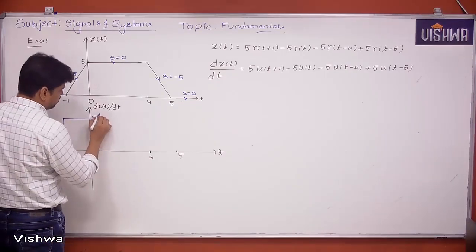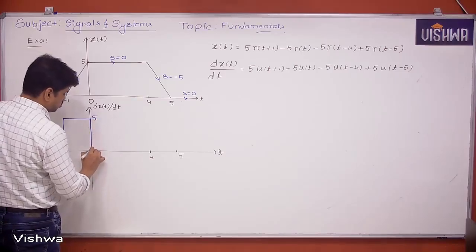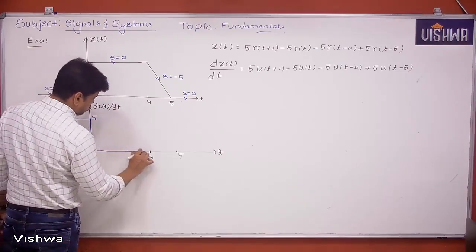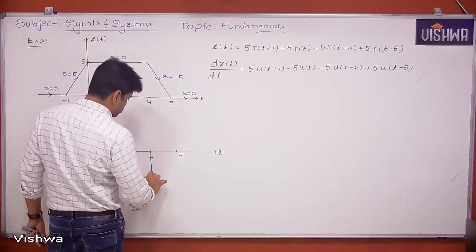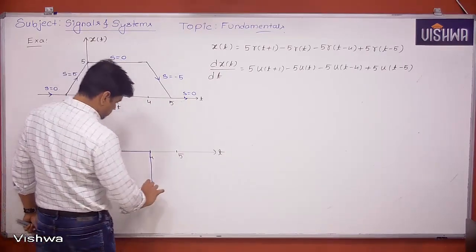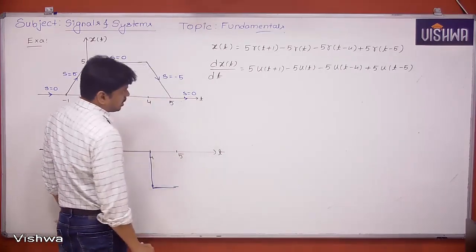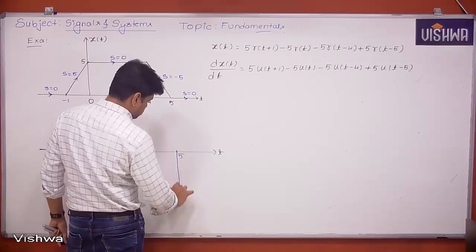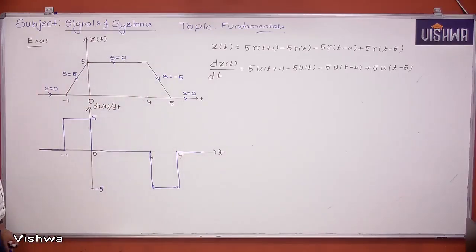Continue up to 0. At 0, minus 5. That means drop to 0. Continue up to 4. At 4, again minus 5. That means again drop to minus 5. Go up to 5. At 5 plus 5. So it will again go back to 0. So that's what the final thing is going to be.